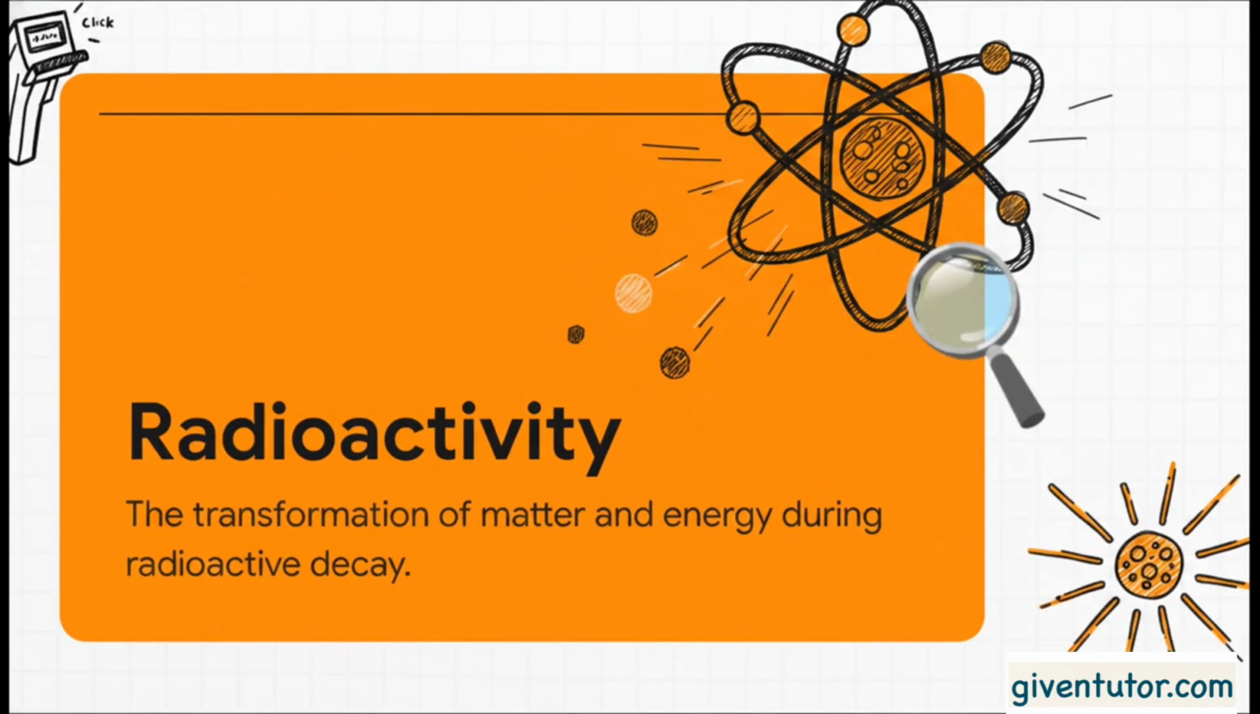Our next property is radioactivity. Now this one is fascinating because it involves the actual transformation of atomic matter itself. So during radioactive decay, an unstable nucleus essentially loses energy by emitting radiation. It fundamentally changes its state and releases a ton of energy in the process.